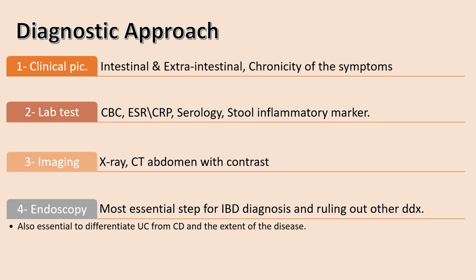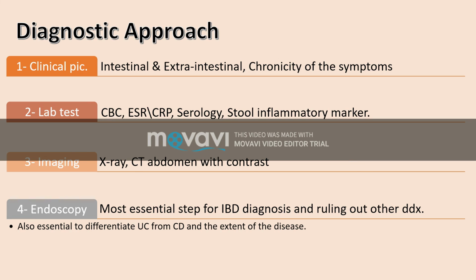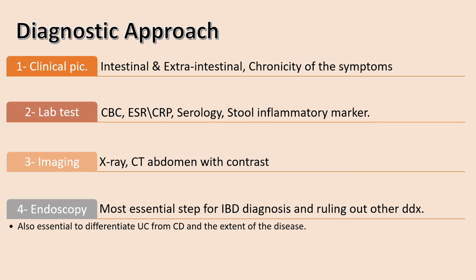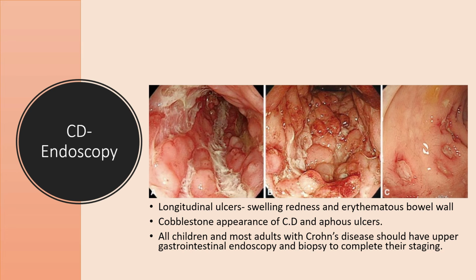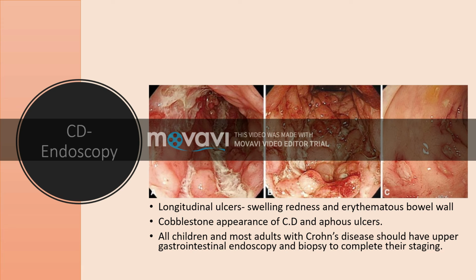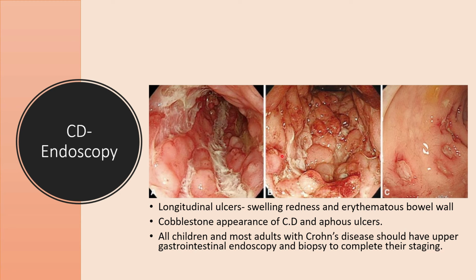And finally, we have the endoscopy, which is the most essential step for IBD diagnosis, ruling out other differential diagnosis and differentiating ulcerative colitis from Crohn's disease, either from the visual appearance of the inflammatory areas or from the biopsy taking during the endoscopy. We'll go through some findings. You can see this longitudinal ulcers affecting this part of the bowel right here. Here's the typical cobblestone appearance of the bowel in case of Crohn's, and here's aphthous ulcers throughout the bowel.